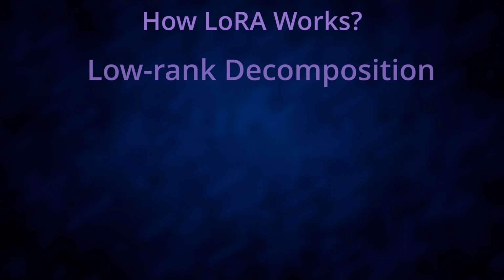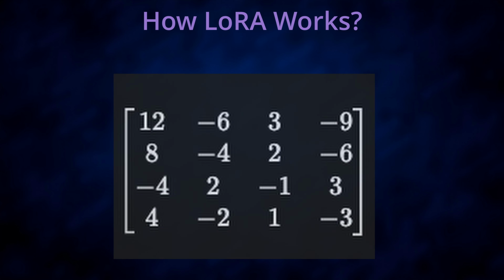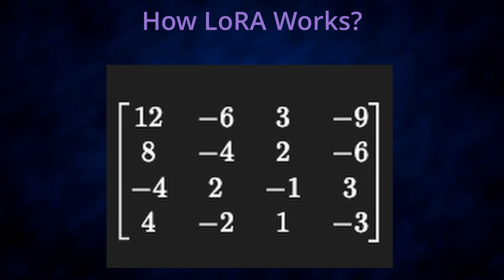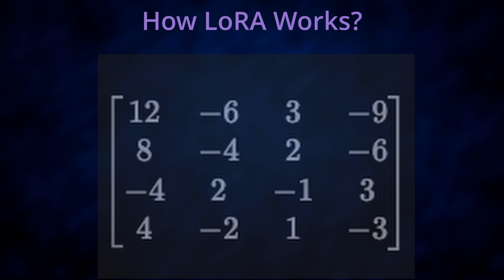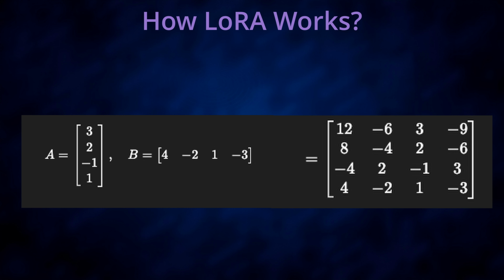Mathematically, LoRA approximates the weight update as a low-rank decomposition. That's why it's called low-rank adaptation. Instead of a giant weight matrix update, you have two small matrices multiplied together. The result? Orders of magnitude fewer parameters to train.